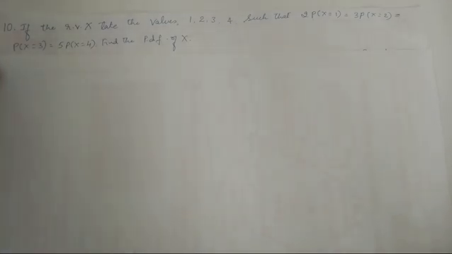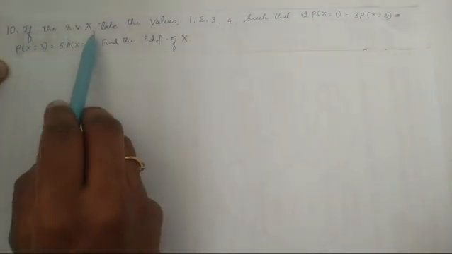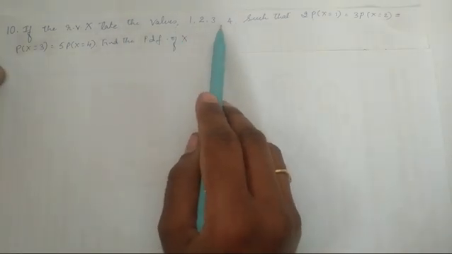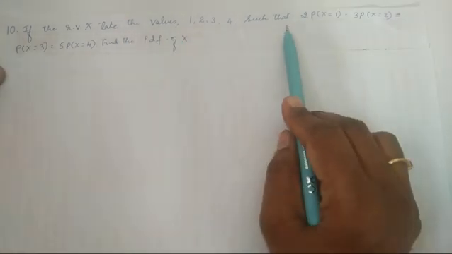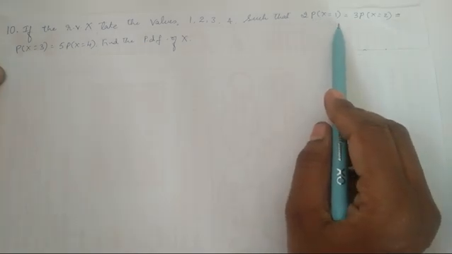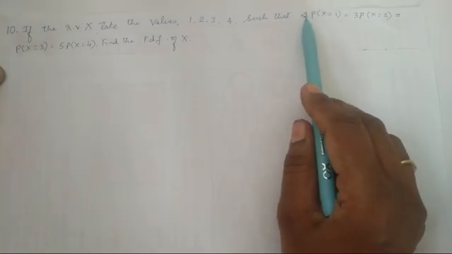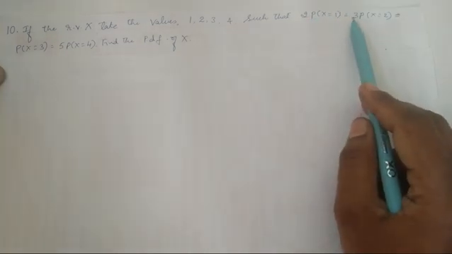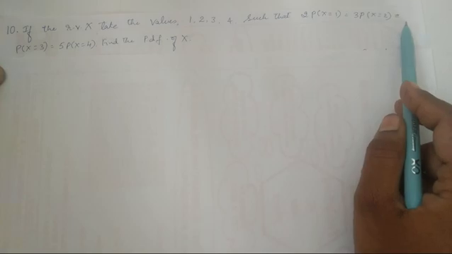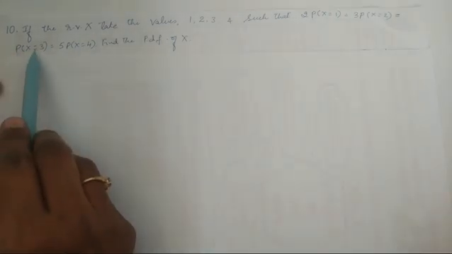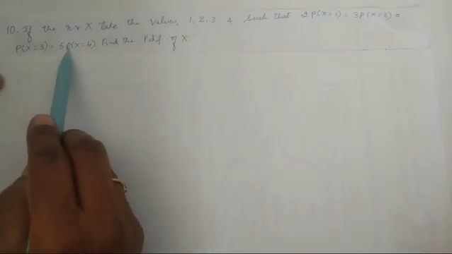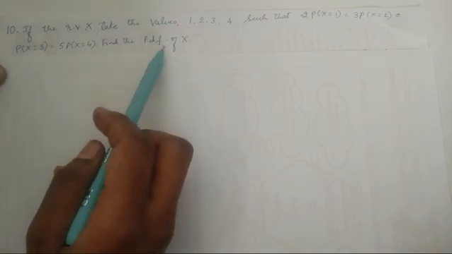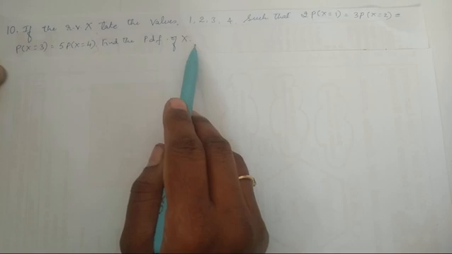The 10th question is: if the random variable x takes the values 1, 2, 3, 4 such that 2p of x equal to 1 is equal to 3p of x equal to 2, that is equal to p of x equal to 3, that is equal to 5p of x equal to 4. Find the probability distribution function of x.